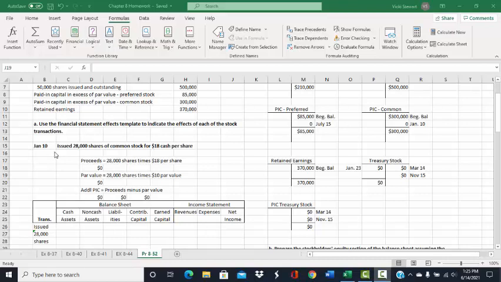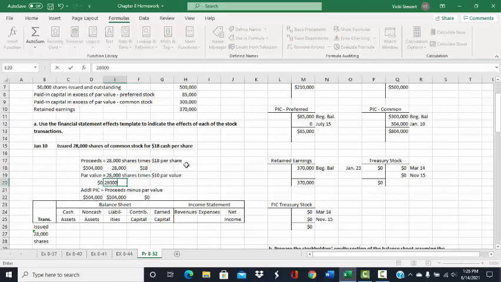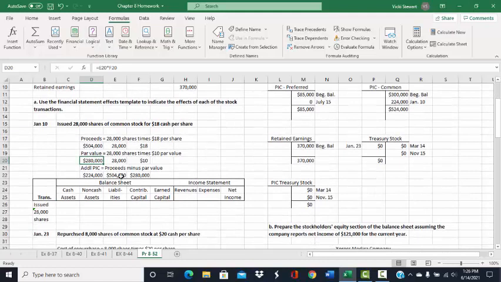On January 10th, we issued 28,000 shares of common stock for $18 cash per share. So we need to determine the proceeds from the sale of the 28,000 shares at $18 per share, and that is $504,000. Next, we need to determine the par value for 28,000 shares at $10 per share as given in the problem, and that is $280,000. To determine additional paid-in capital, we take the proceeds minus the par value, and we get $224,000 of additional paid-in capital.